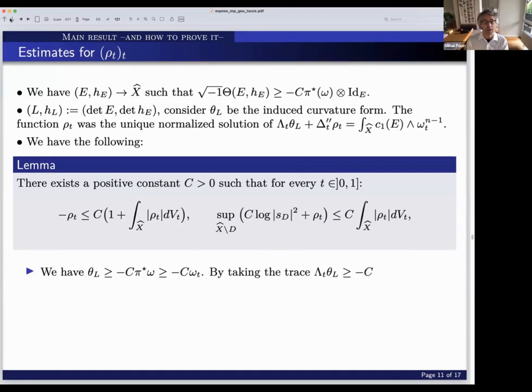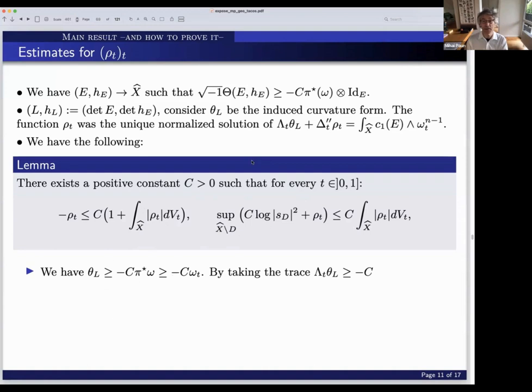Again, the point here is the independence of this constant with respect to t, because ultimately we want to take the limit. So let's look very quickly at how the proof goes.